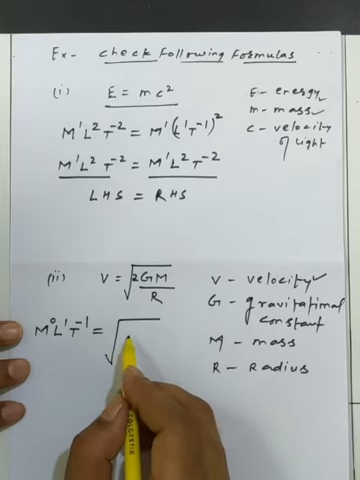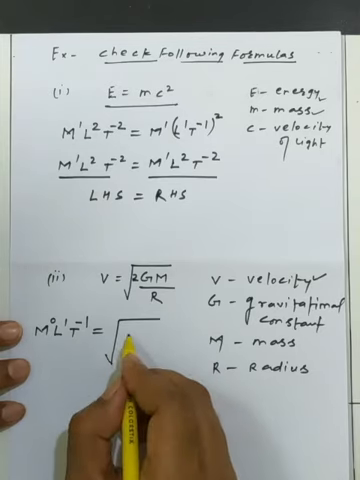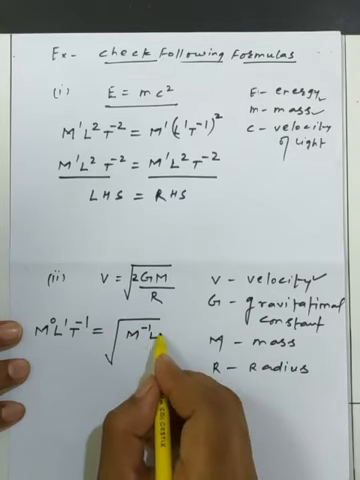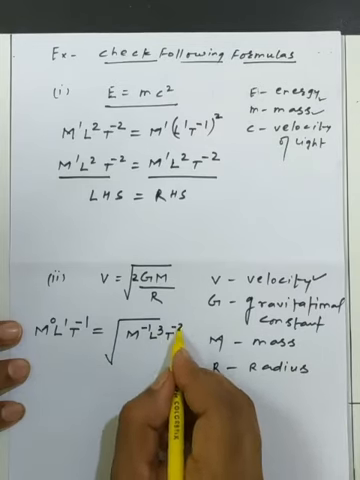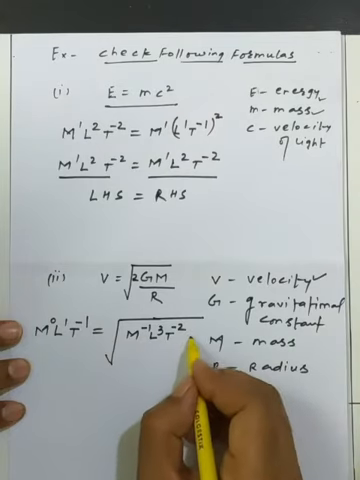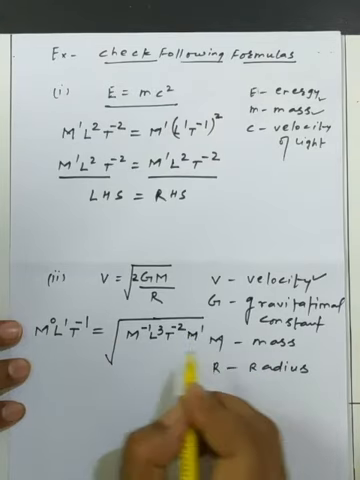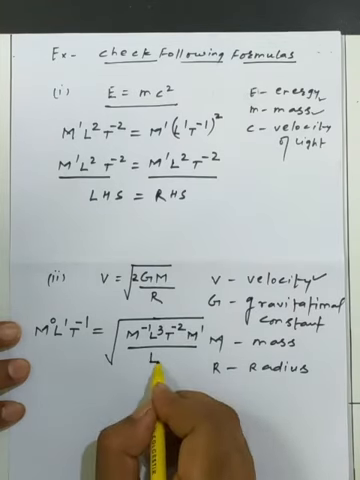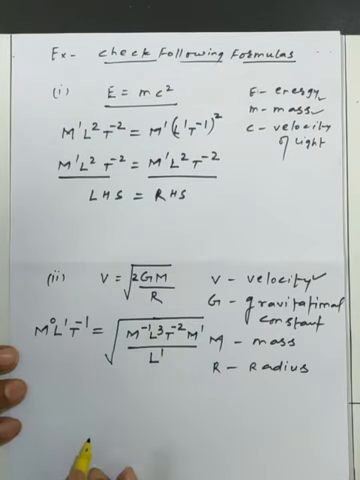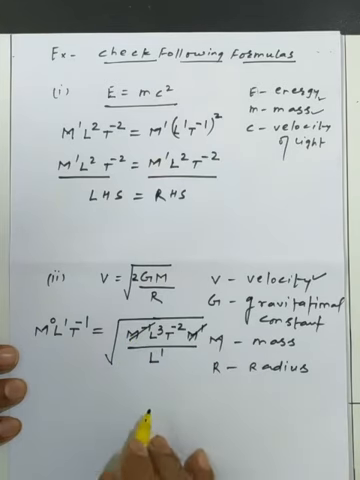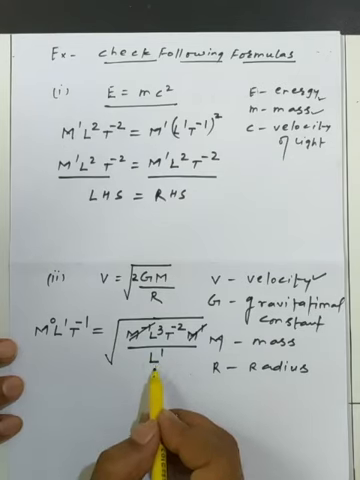Now the dimension of the gravitational constant is M^-1 L^3 T^-2, with the under root concept. Further, the dimension of the mass is M^1, and in the denominator we have the radius, so we can easily write L^1. Finally, we are assessing the under root: M^-1 and M^1 cancel, and we take the L^1 into our part.